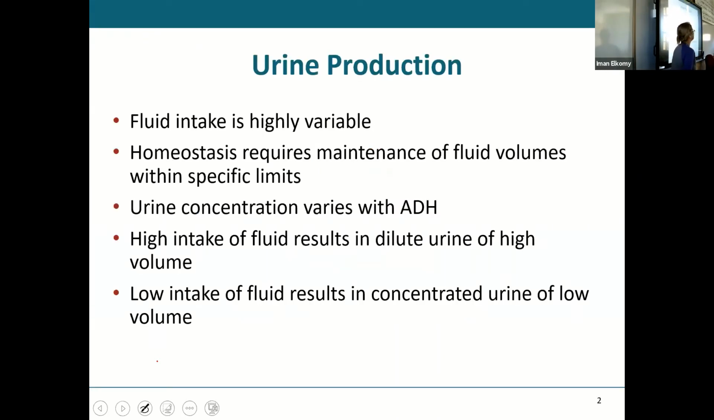All right. Okay. Woo, urine production. Okay, so let's talk about urine. I totally skipped the whole thing. This is how I feel today. Now you know.